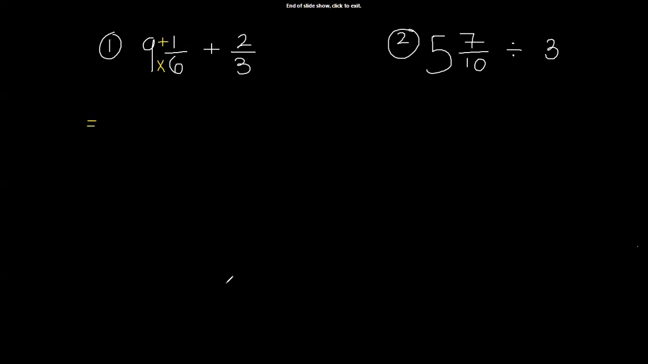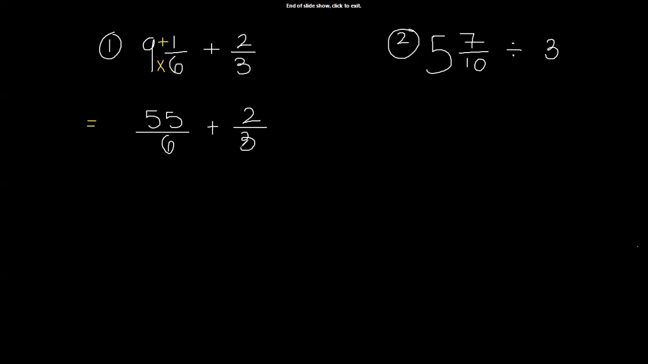Class, what is 9 times 6? 54. Very good. Plus 1 is 55. So it's going to be 55 over 6, plus 2 over 3. Very good.